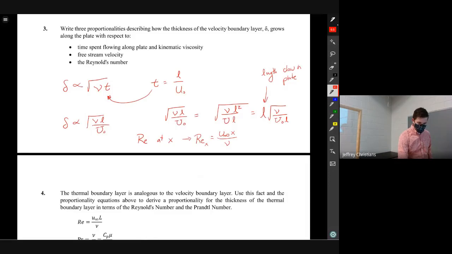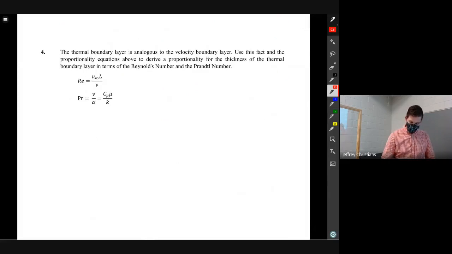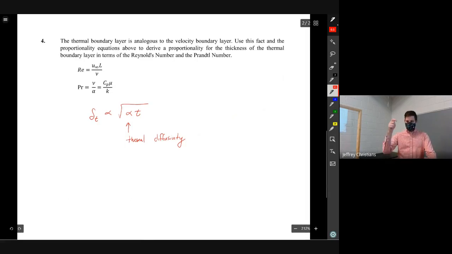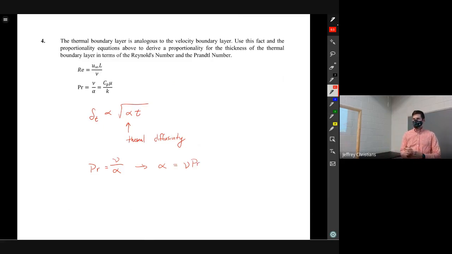Okay, so we have a couple minutes. Let's jump to the thermal boundary layer. The thermal boundary layer, delta T, is proportional to the square root of alpha times time. Again, the first one is the proportionality constant, the second one is alpha. I'm going to do a substitution. Prandtl equals nu over alpha. So alpha equals nu times Prandtl. Sorry, nu over Prandtl. We agree that we can do that algebra.